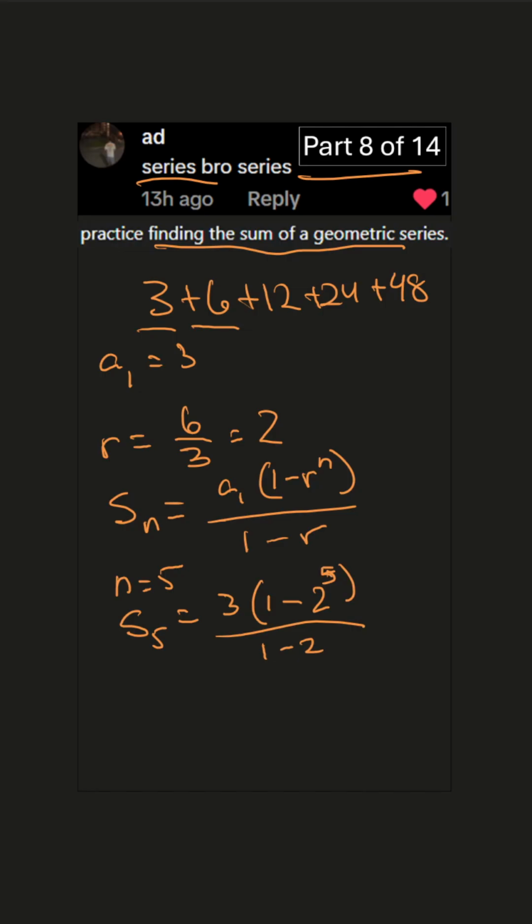And now I just simplify this. You could use a calculator or whatever you need to do. So let's see. 2 to the 5th is 32, so 1 minus 32 times 3 all over negative 1. Anyway, that works out to be 93.